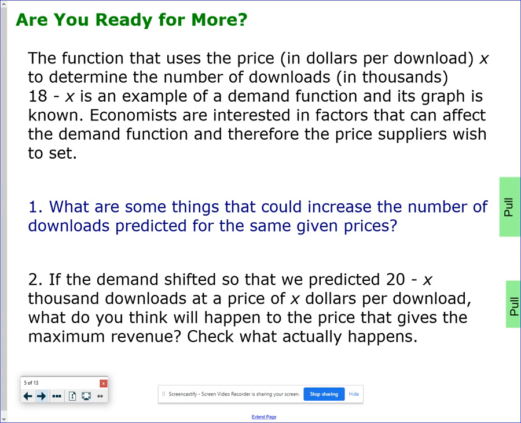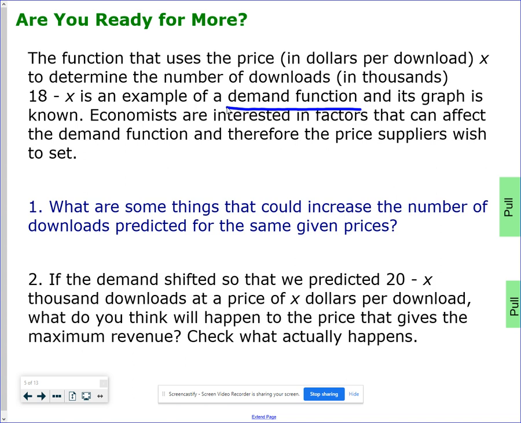So the function that uses this, we've got that 18 minus x. It's called the demand function, right? Kind of a supply and demand kind of thing. So this is the demand function. And the graph is known. That's what a lot of people in business are looking at when they're trying to decide on prices, for instance. Economists are interested in different factors that could possibly affect that demand function because there's just real world kind of stuff that can change that.